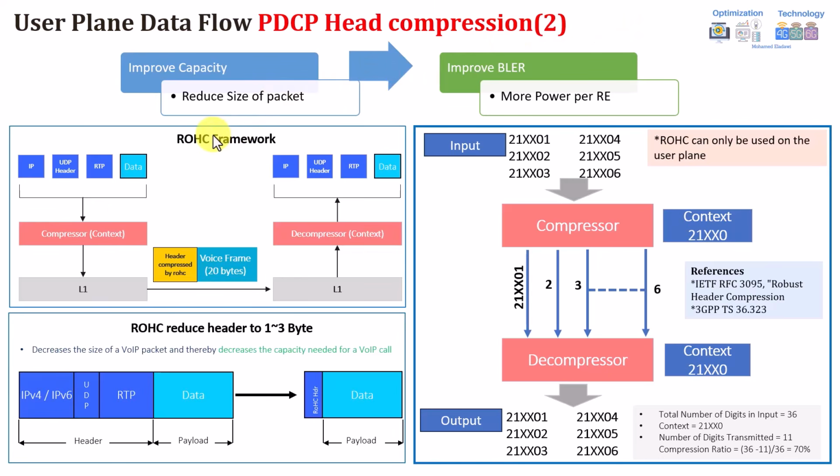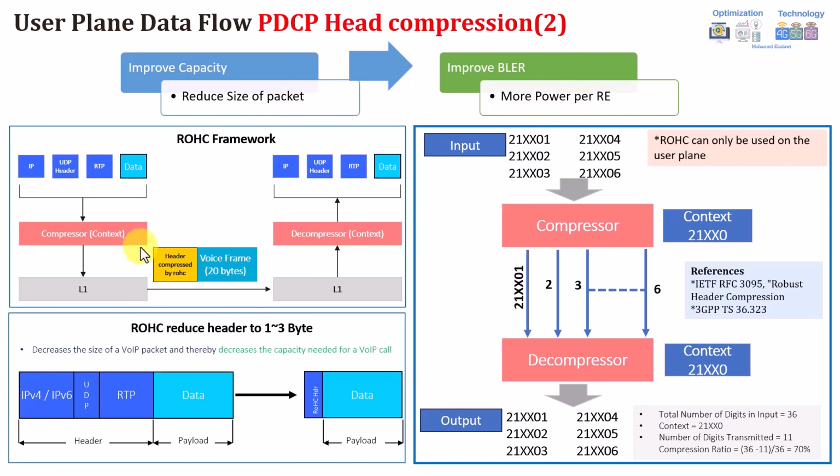It can be enabled or disabled, as I mentioned in the very beginning. And usually this is the main idea: it reduces the packet size. And reducing the packet size can improve the capacity, and it also can improve the block error rate, because you will have more power per resource element. If you have a smaller packet size, this means you can have more power per resource element.